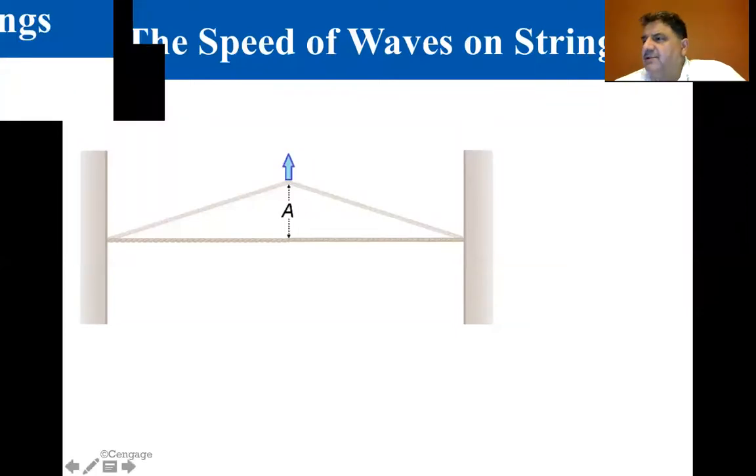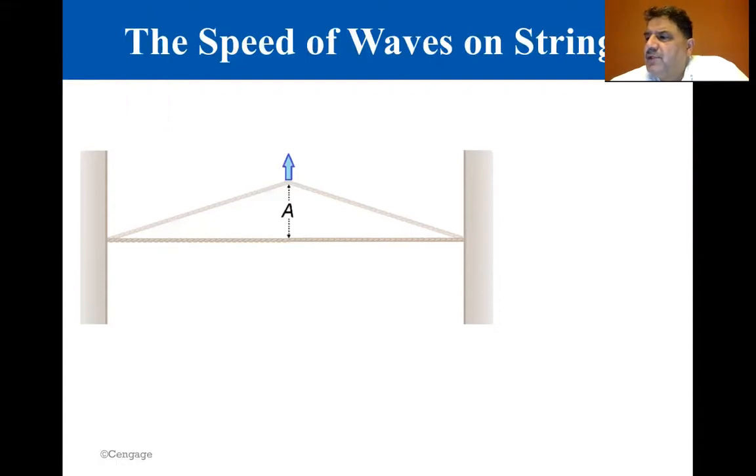Let's now turn our attention to the speed of a transverse wave on a stretched string. For a vibrating string, we need to consider two speeds: the speed of the physical string that vibrates up and down transverse to the string in the y direction, and the wave speed, which is the rate at which the disturbance propagates along the length of the string in the x direction.